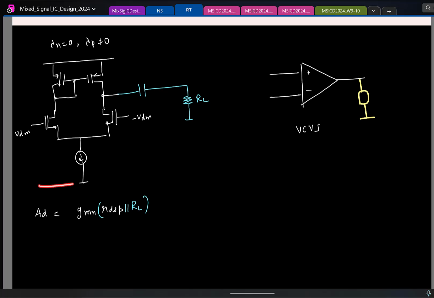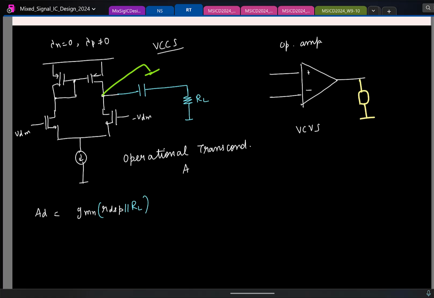So strictly speaking, this is not a voltage controlled voltage source. It turns out what we have realized is a voltage controlled current source. Because here if I try to find the short circuit current, that is going to be the same whatever we calculated, irrespective of whatever I have connected at this point. So what we have designed is a VCCS. So this is no longer a true operational amplifier. What we have is often called the operational transconductance amplifier. We call this an OTA.